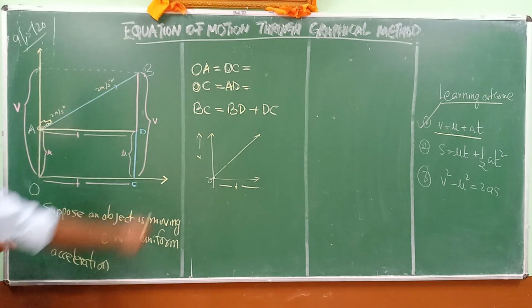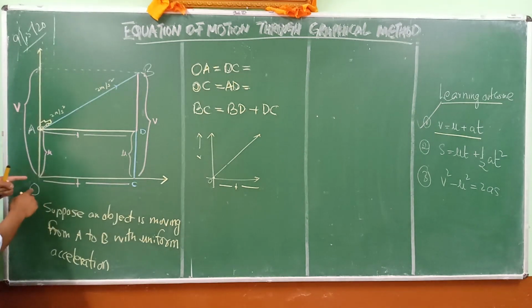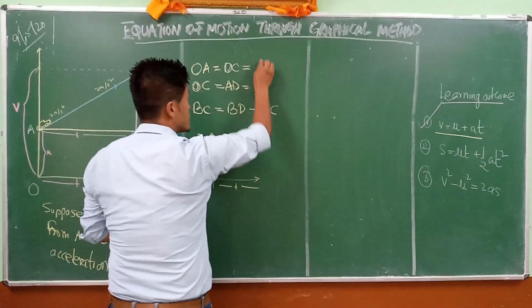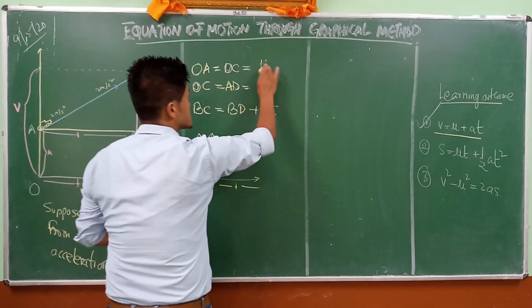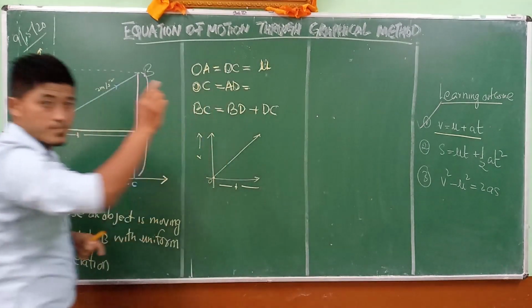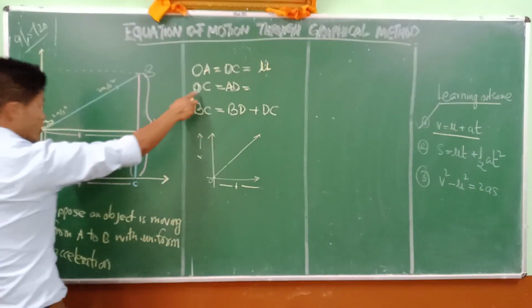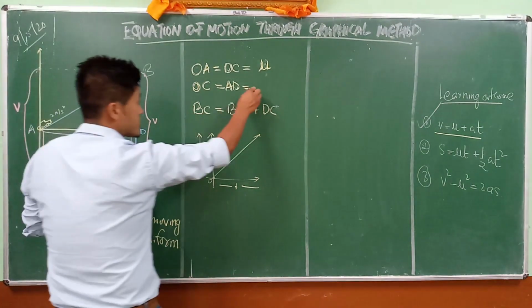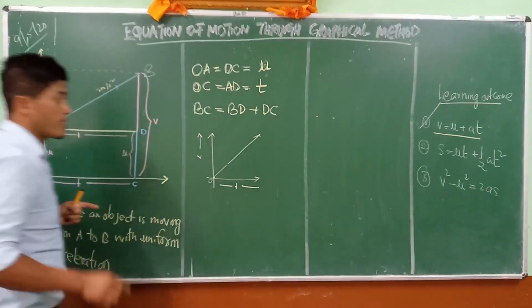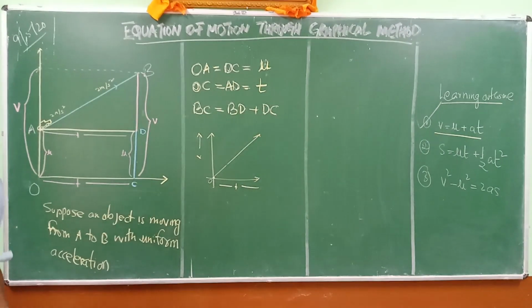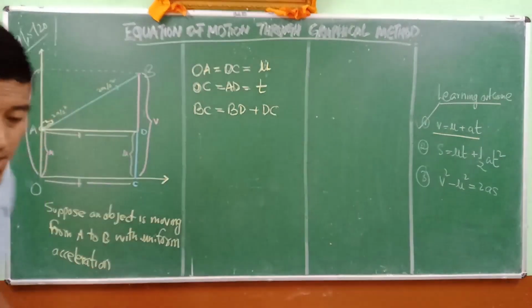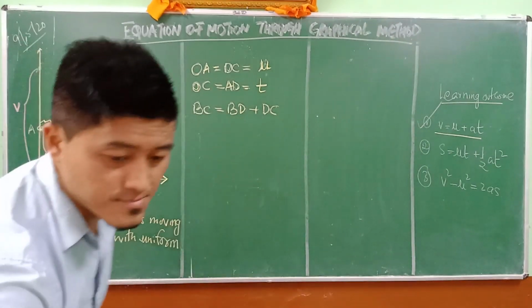Now here, OA is which one? OA is equal to DC. DC is equal to U. I'm sorry, U. Understand? Now the next one, OC is equal to AD, that is equal to time. Understand? Now I will wipe this out here. This part here.